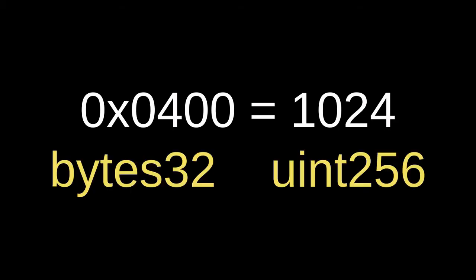And in the process, I'll explain how bytes32 and uint256, the two basic data types in smart contract languages like Solidity and Vyper, are equal. In other words, how to convert between bytes32 and uint256.